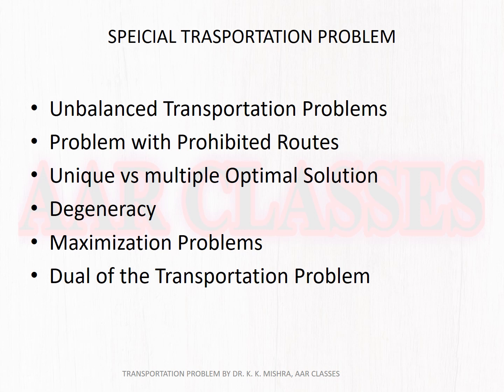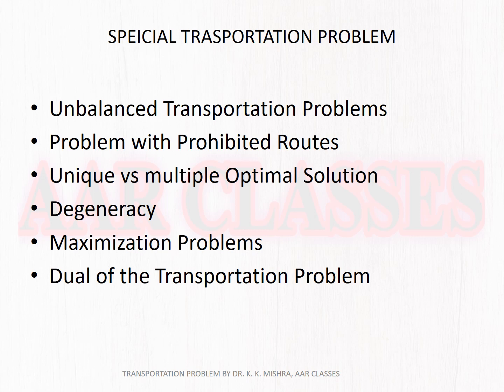Second, problems with prohibited routes. In actual practice, say a manufacturer has to make supplies to four or five destinations through a certain number of routes. Now he finds that due to some reason, maybe natural calamity or man-made calamities, certain routes are blocked. So he puts a condition that this particular item cannot be routed through this path, and a restriction is put on such routes. What we do is assign a very high positive value M so that the route does not have any impact, and then we solve the problem as discussed earlier with the methods.